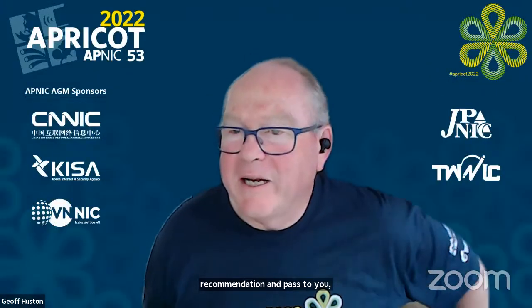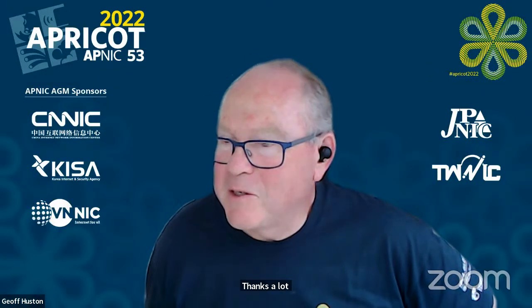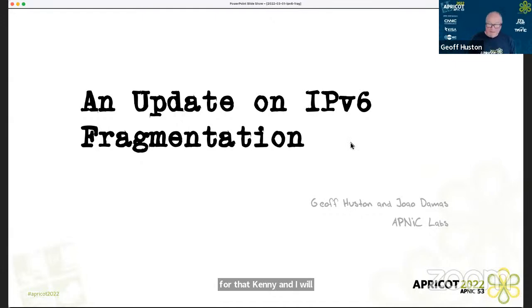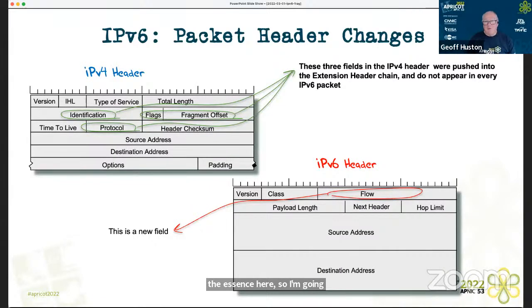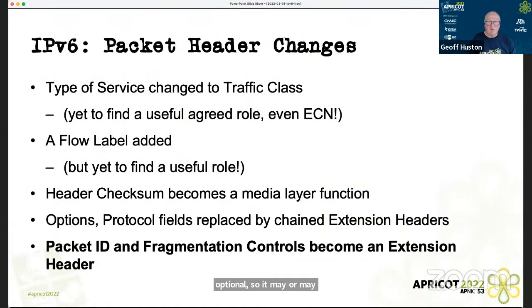Thanks a lot for that, Kenny. I will get straight into it because time is, of course, of the essence here. So I'm going to talk about IPv6 fragmentation. When we did V6, we actually tried to change as little as possible. And by and large, we changed as little as possible. A few fields in the V4 header, though, were pushed into this new concept called an extension header chain. And that extension header chain is optional, so it may or may not be there. What came in its place was the flow header. So those were the actual changes.